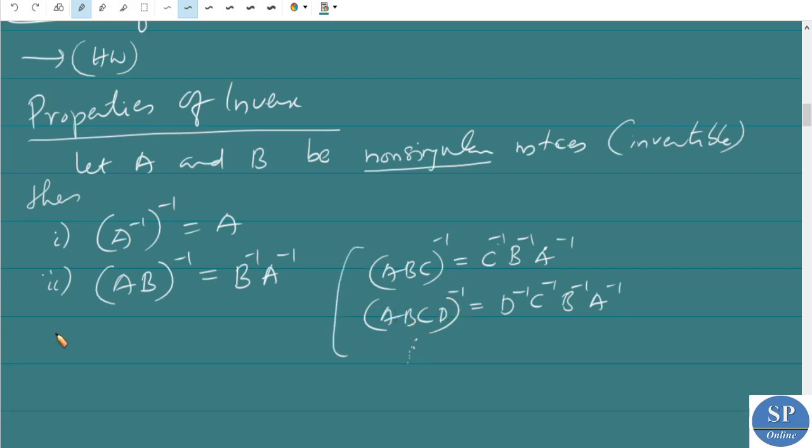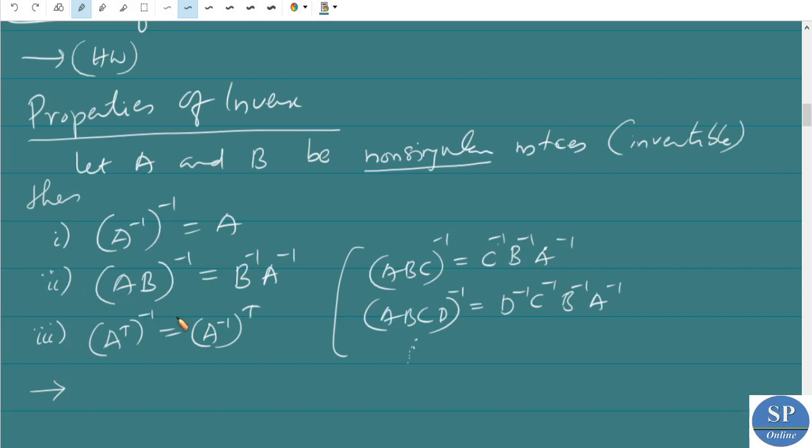Now the third: we have the transpose of a matrix. The inverse of the transpose is nothing but the transpose of A inverse. That is, the operations transpose and inverse can be interchanged for a matrix. I will prove the first one and I will leave the second and third to you as homework.